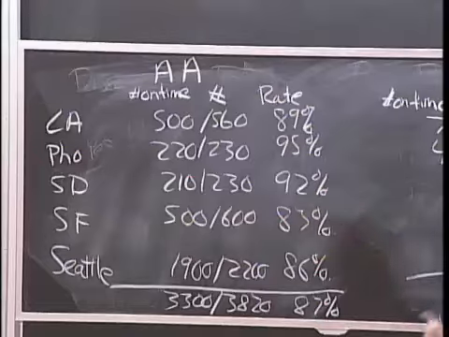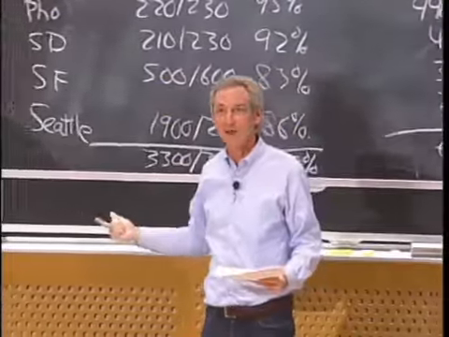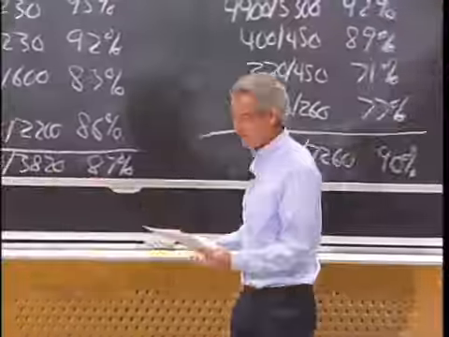All right, that's why Mark Twain said there's three kinds of lies: lies, damned lies, and statistics. We'll see more examples next time.